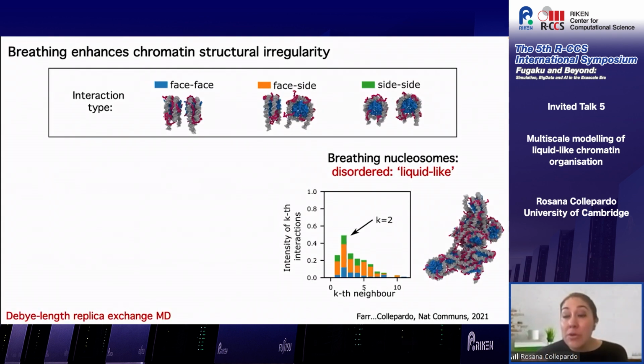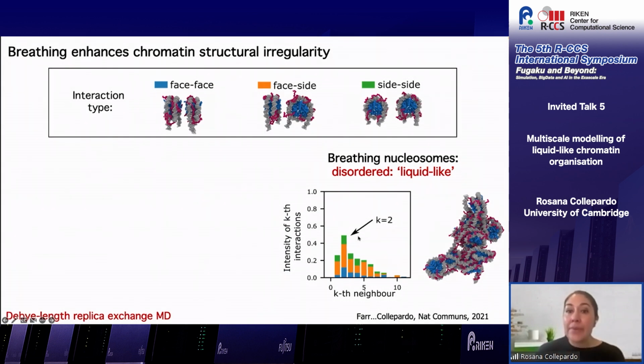Now, we can use this model to investigate the impact of nucleosome breathing on chromatin organization to see, does it make any difference to have this plasticity? So we do simulations with our models and measure in the resulting equilibrium configuration ensembles the frequencies of interactions among first nearest neighbors, second nearest neighbors, and so on.